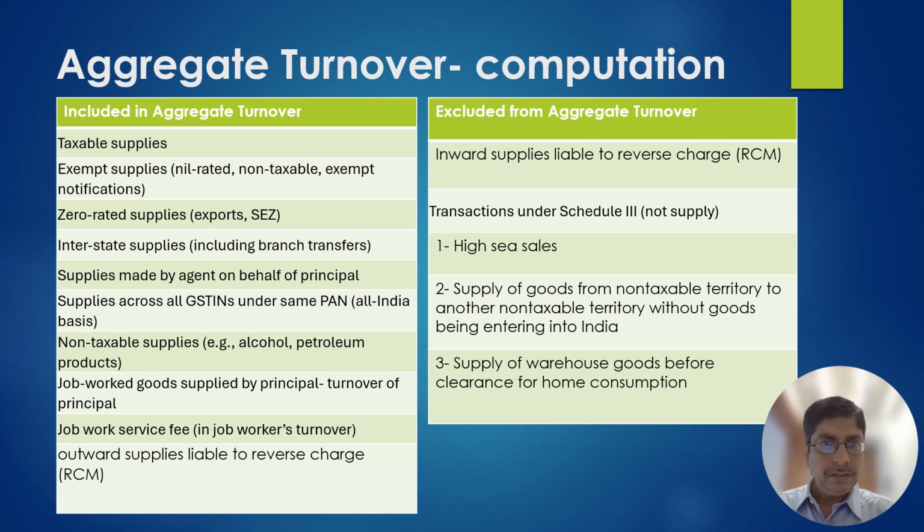Second, a supply which is taxable but is wholly exempt by way of exemption notification under section 11 of the CGST Act or section 6 of the IGST Act. And exports or supply to SEZ unit. These are zero rated supplies, but these are to be included in computation of aggregate turnover.